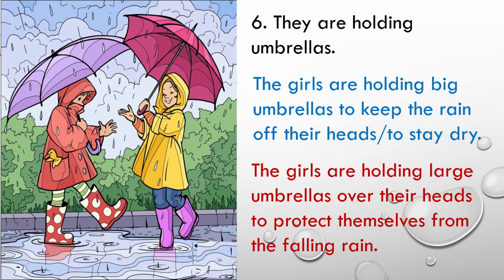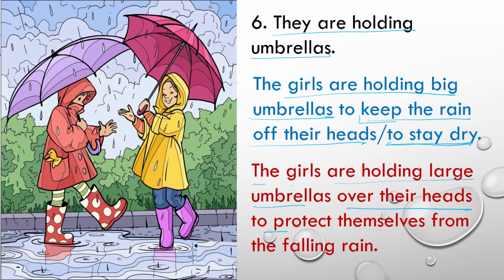Next, they are holding umbrellas. Simple sentence by looking at the picture again. Now add details again. The girls are holding big umbrellas to keep the rain off their heads, or instead of writing this, you can simply write to stay dry. So there are different ways of writing the same thing. Then adding sensory details, the girls are holding large umbrellas over their heads to protect themselves from the falling rain. Now you can stretch the sentence. So instead of writing they are holding umbrellas, you can write these two sentences, 1 and 2.